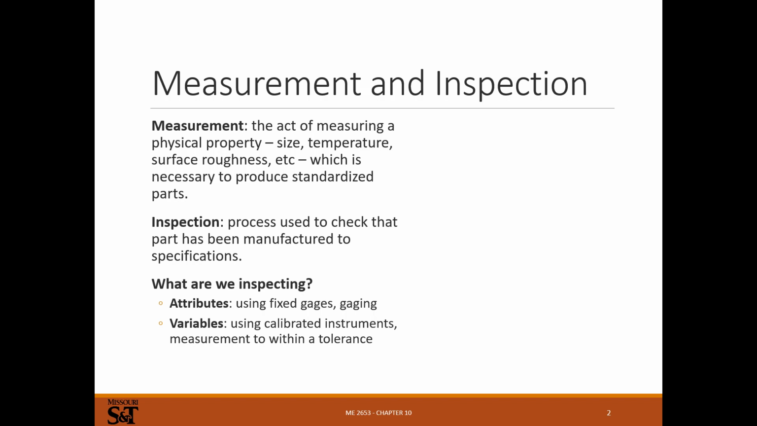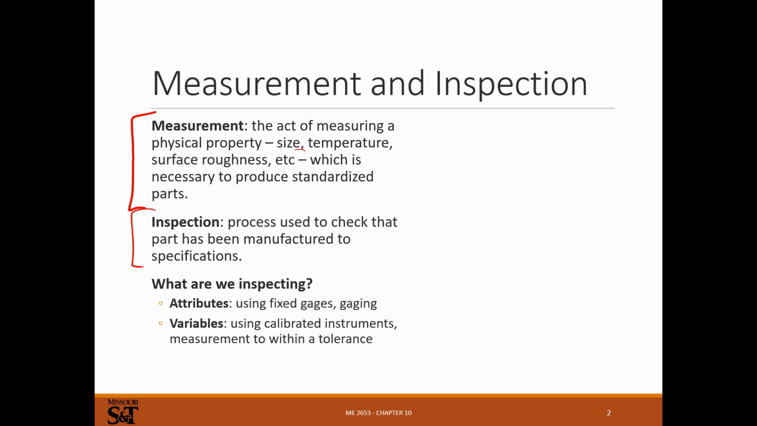So we need to define a few things. Measurement, really don't need to define it, but it's the act of measuring some property. Size, which obviously is going to be important in mechanical engineering, measuring the dimensions of things. Temperature, surface roughness, lots of things that you might want to measure. And then there's inspection, which is a feedback mechanism to ensure that once you have manufactured a part, it meets specifications. So in the design phase, you establish the specification, you provide that specification to the manufacturing side, the machinists, they make the part, and then you verify that the part meets the tolerances set forth during the design portion.